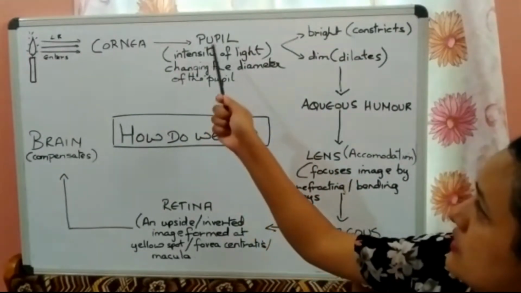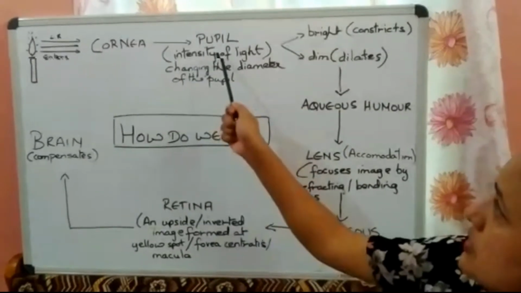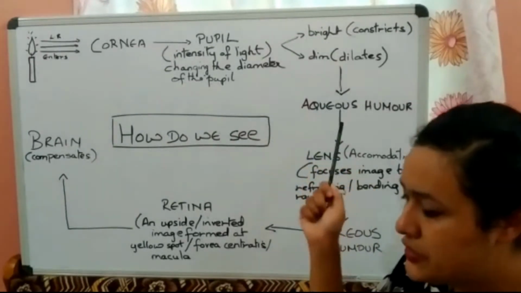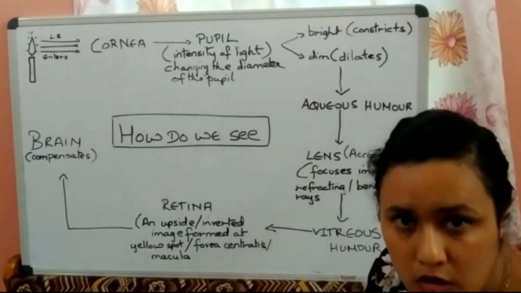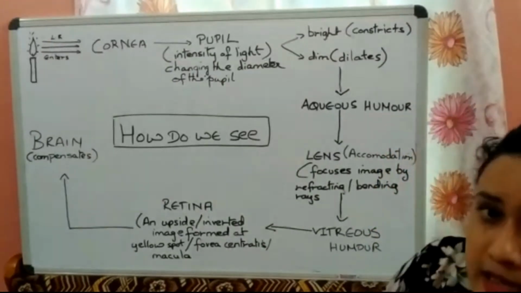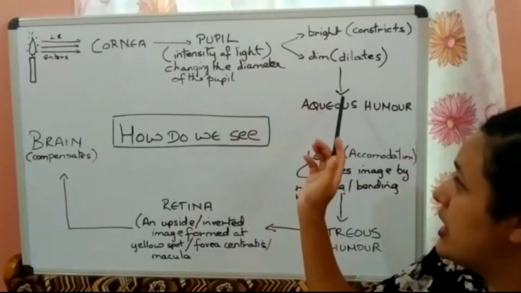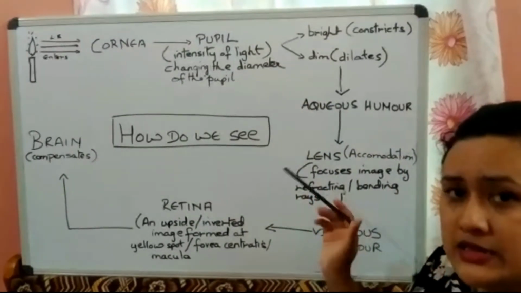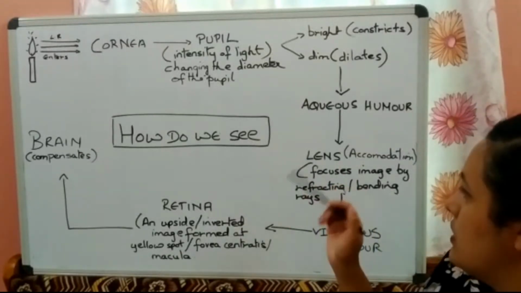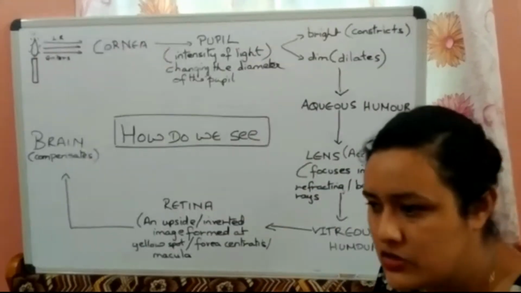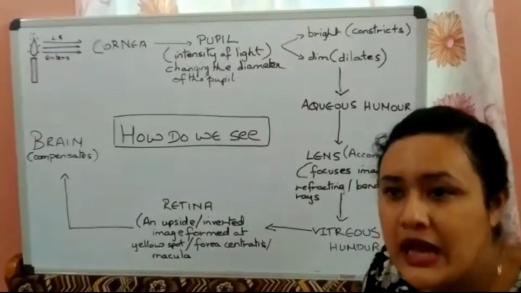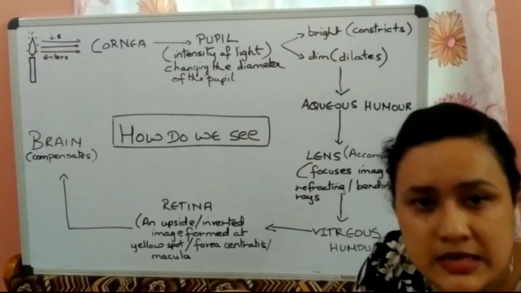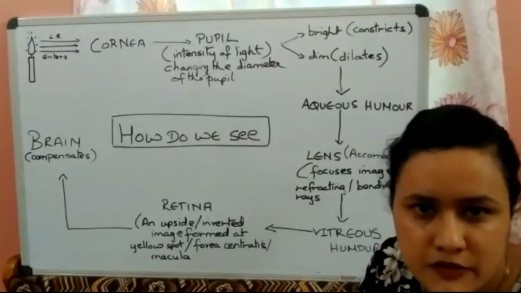Then the refracted rays now pass to the aqueous humor. Aqueous humor is the fluid present in the anterior part of your eyeball. Then, through the aqueous humor, the rays strike on the lens. This lens in your eyeball focuses the image by refracting the light rays, or bending them. Refraction means the bending of the light rays.